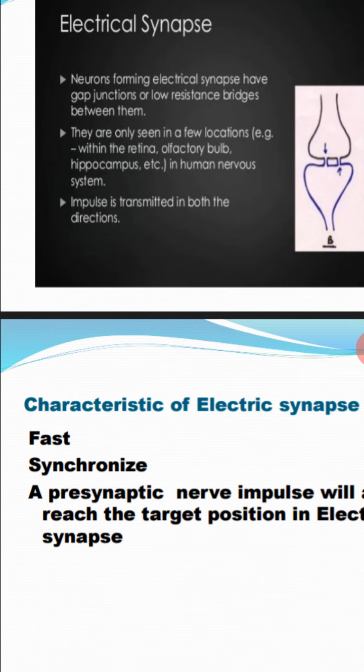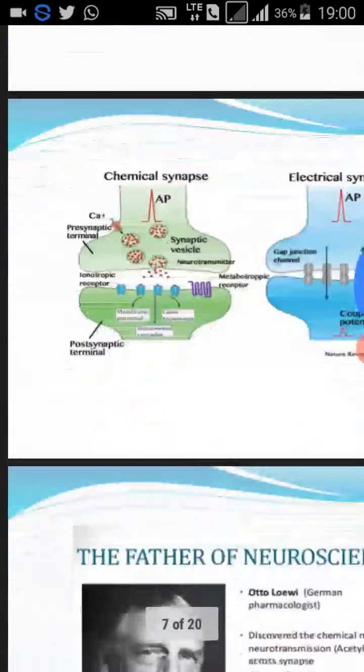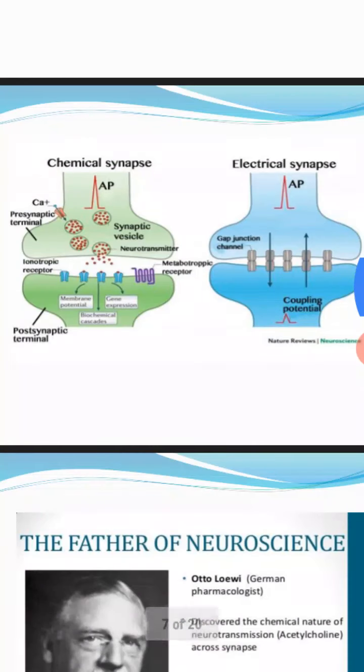They are fast, they are synchronized, and when an impulse is coming, it is going to reach the postsynaptic membrane up to the target. Now you can see this very well, the way I explained why these chemical synapses are slow, because as I told you, here you can see impulse is coming on the terminal axon. Now what is happening with calcium is that it is opening the channels, and there is an influx of calcium.